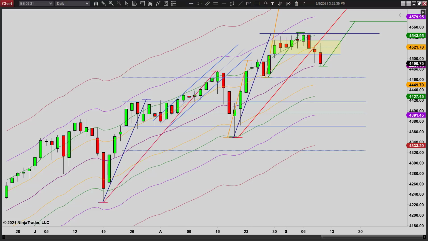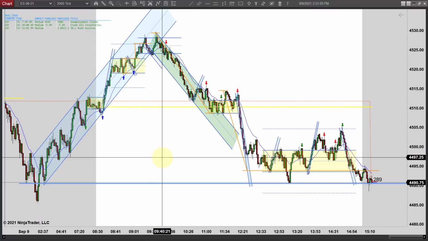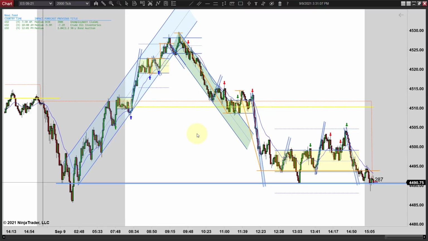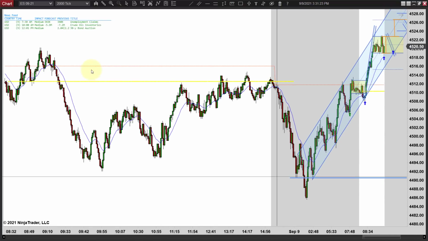Let me get to the other chart. Okay, here we are. We're back to the intraday chart, the 2000 tick chart, and you can see we had this spike and channel up, and we traded higher. We had a little break here, a move to a new high, no two legs or anything, just a move to a new high, and then it was off to the races down again. Very similar to the reversal we had yesterday.